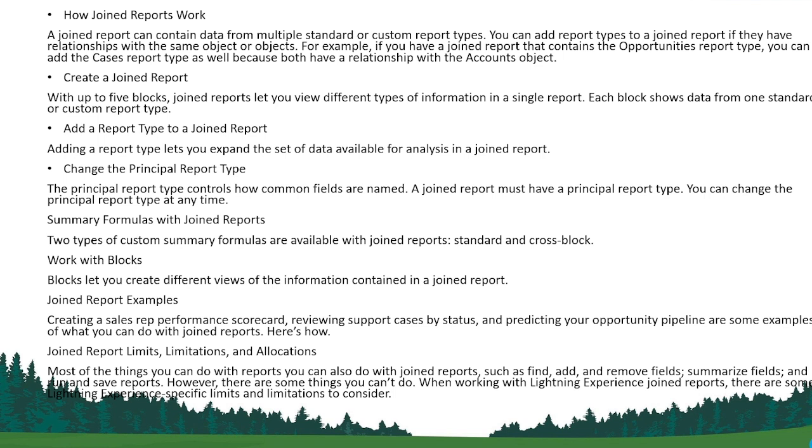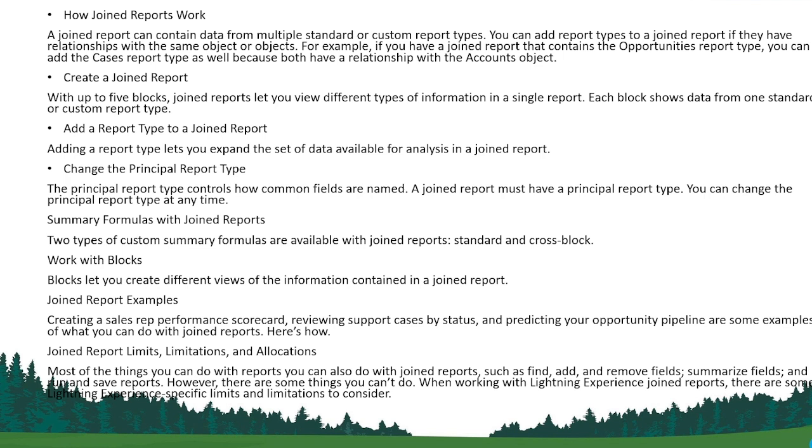If you have different objects and the objects are interrelated to each other, then you create a joined report. Because the joined report contains 5 different blocks, you can view all these 5 types of blocks in different ways. So you can have 5 different types of information stored in a single report. Each block of data will be in a standard or a custom report type.